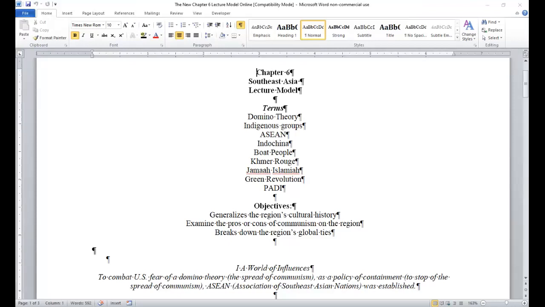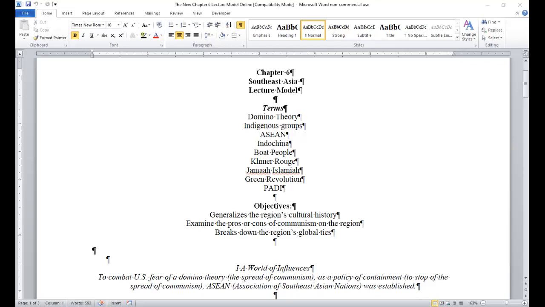Indigenous groups, going to mention that briefly. These are folks that are native to the nation and the culture. ASEAN, this is the Association of Southeast Asian Nations to stop communism. Indochina, you would have heard this a lot in reference to Vietnam during the Vietnam War, and so we'll certainly be talking about that. The boat people, these are Vietnamese who fled Vietnam once the communists took over South Vietnam in 1975. Over a particular period of time, many risked life and limb to make it out of Vietnam and go to some of the other regional nations.